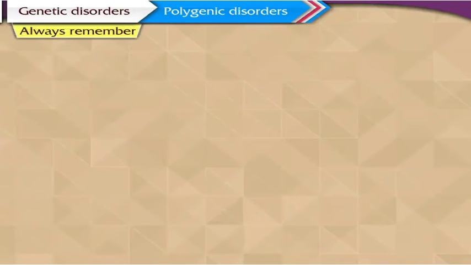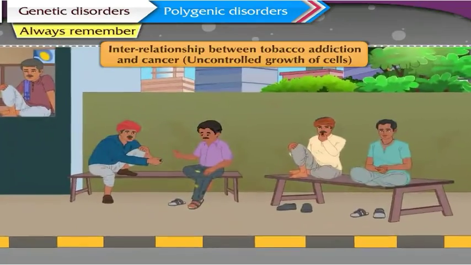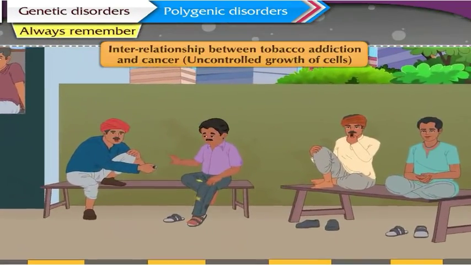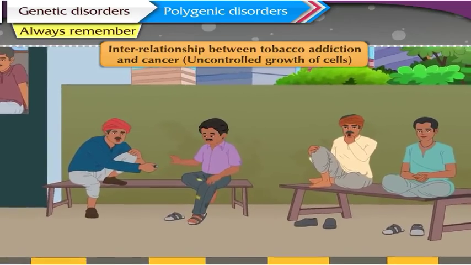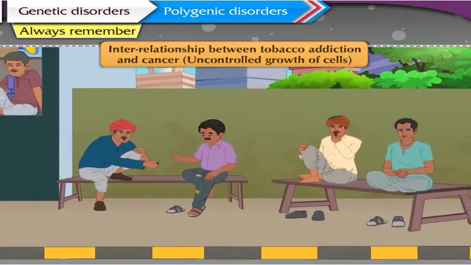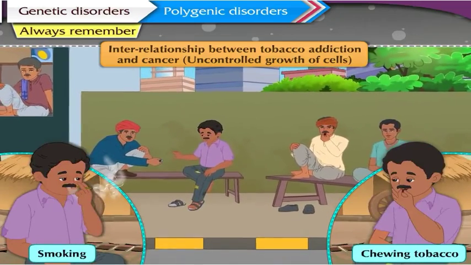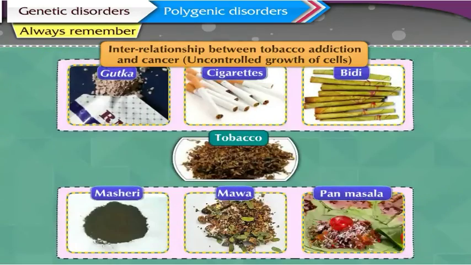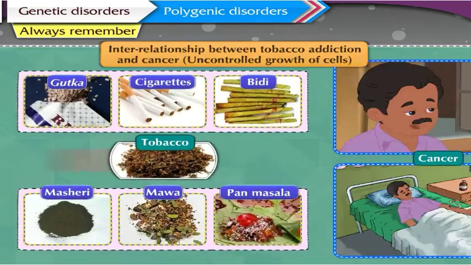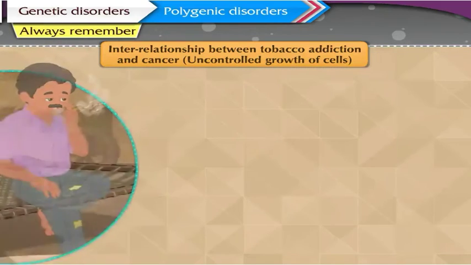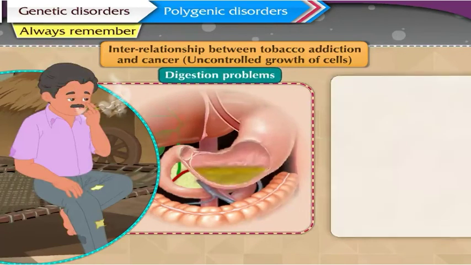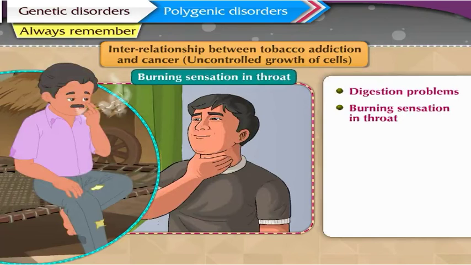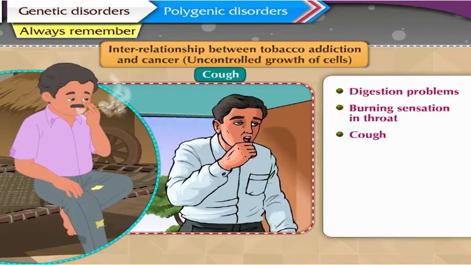Always remember, interrelationship between tobacco addiction and cancer. Uncontrolled growth of cells. Many people consume tobacco either by smoking or by chewing. Tobacco consumption in any form can cause cancer. Smoking of bidi and cigarettes causes digestion problems. It causes burning sensation in the throat and a cough.